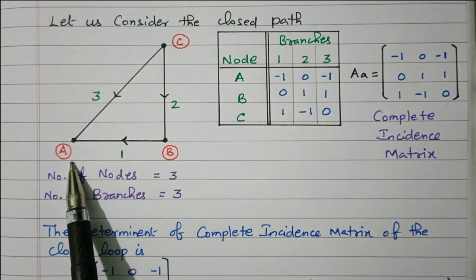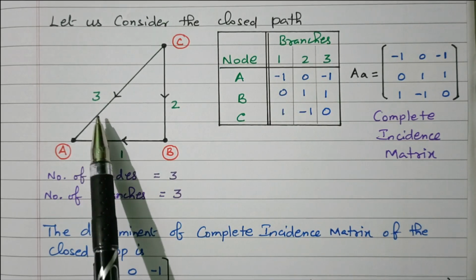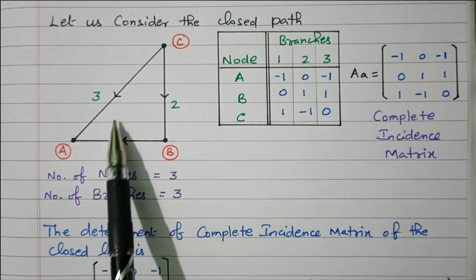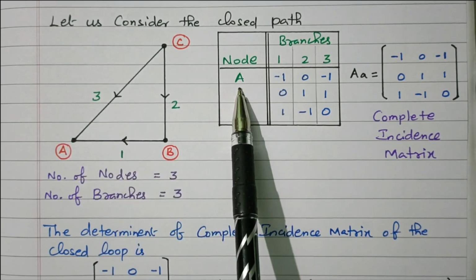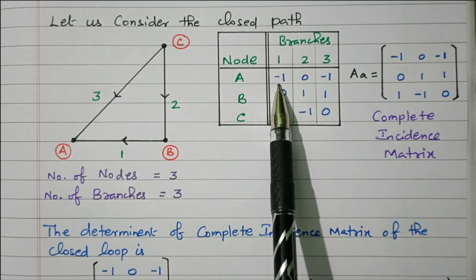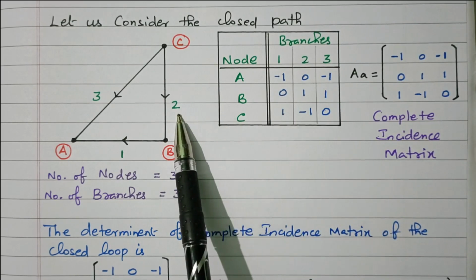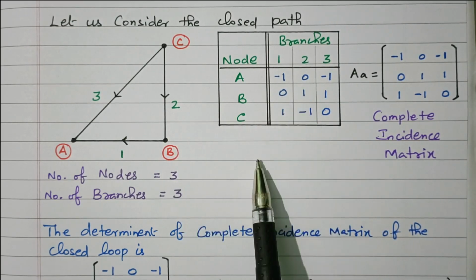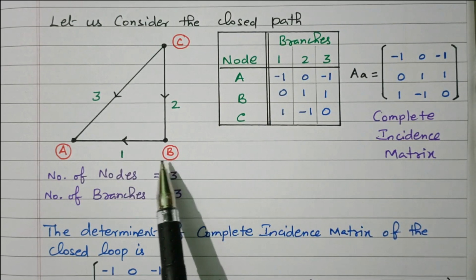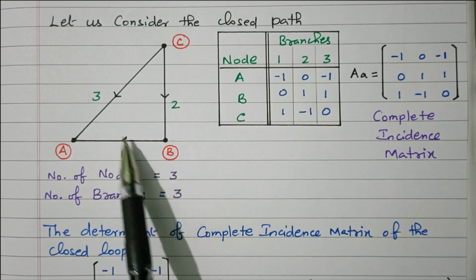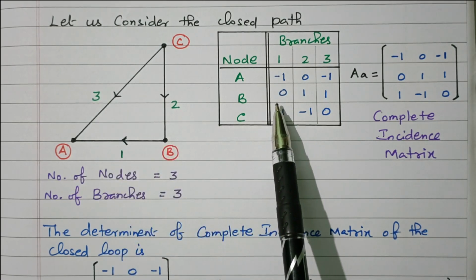First consider the node A. Node A is connected with branch 1 and branch 3. Branch 1 going towards, branch 3 also going towards. Going towards means minus, so node A, branch 1 is -1, and branch 3 is also -1. Branch 2 is not connected, so 0. Then we'll see the node B. Node B is connected with the first branch and second branch. The third branch is not connected, so the third one is 0.